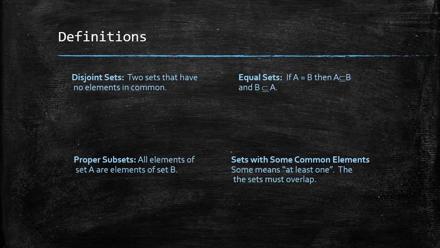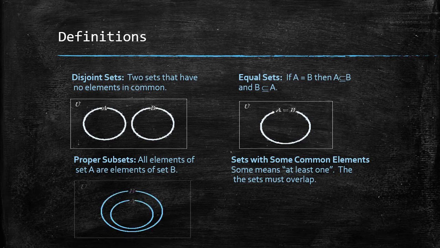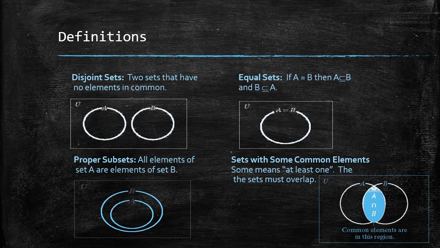We have types of sets. We have the disjoint sets. They don't have anything in common. They're separated. We have the equal sets. They are the same set. We have proper subsets when A exactly subset of B, and we have sets that have common elements.